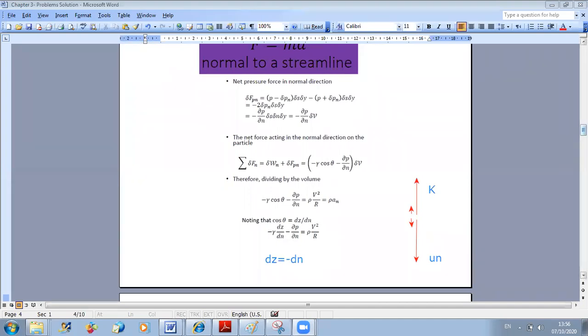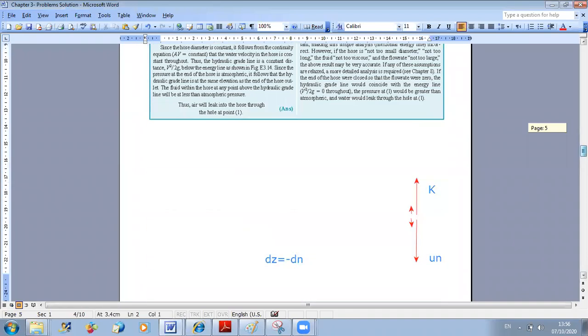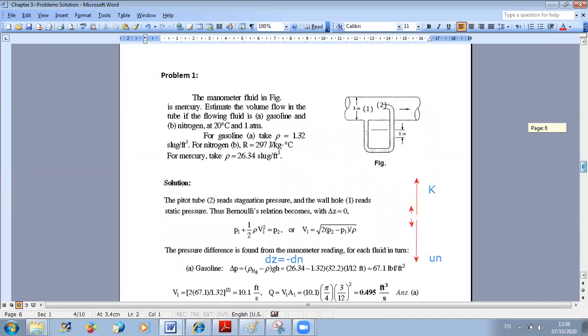So let us start a new problem. The manometer fluid in the figure is mercury. Estimate the volume flow in the tube if the flowing fluid is gasoline and if it is nitrogen at 20 degrees and 1 atmosphere. They gave us for gasoline rho is 1.32 slug per feet cube, and for nitrogen they gave us the gas constant R, which is 297 joule per kilogram per degree.